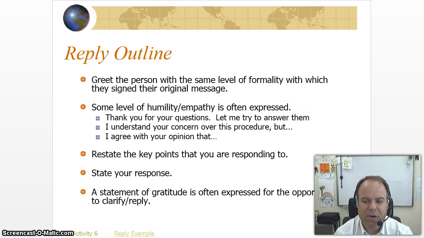Some level of humility or empathy is often expressed. Okay, so thank you for your questions. Let me try to answer them. I understand your concern over this procedure, but I agree with your opinion that... Okay? So you're just acknowledging something that they've said, and hopefully that makes for a better connection between you two. Restate the key points that you're responding to. So if they ask for more information about the program, say, below is more information about the program, the costs, and the dates. That's as simple as you can make it.